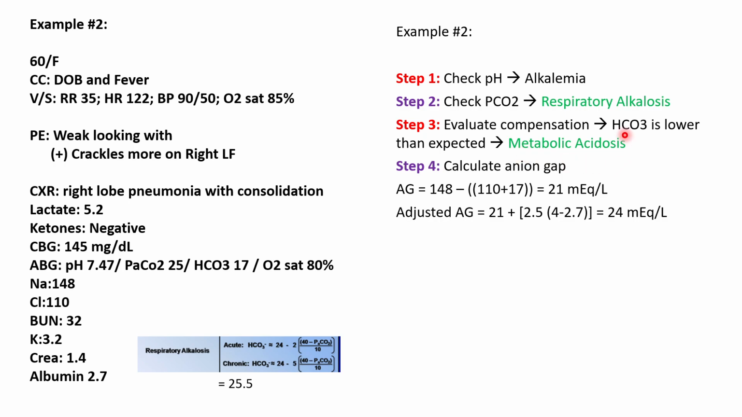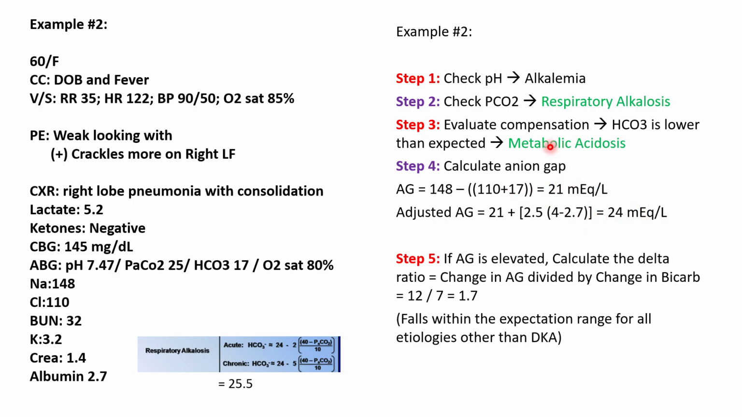But here, if you calculate the respiratory alkalosis formula for compensation, using this formula, 40 minus PaCO2 divided by 10 times 2 minus 24, you will get 25.5. So the bicarb here is lower. Meaning, you might also have a metabolic acidosis because you have a lower bicarb than expected or calculated. So calculate the anion gap because you have metabolic acidosis, so you proceed to step 4.